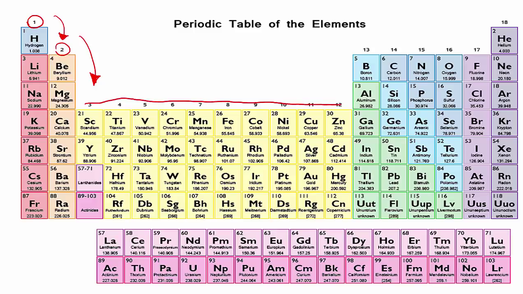Columns 3 through 12 are special elements that you won't really have to deal with in this class, but this pattern does continue if we skip over to columns 13 through 18. If we start at column 13, the valence electrons are not going to be 13 valence electrons. It's actually going to be 3 valence electrons, and then 4, and then 5, 6, 7, and 8.